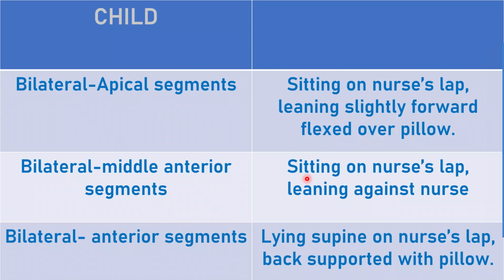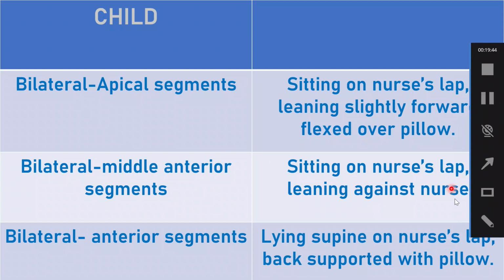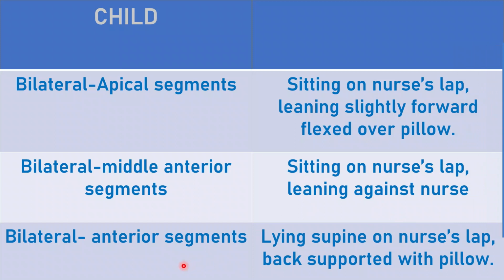For a child, if you are draining for bilateral apical segments, you can let the child sit on the nurse's lap and lean slightly forward, flex over the pillow. To drain for bilateral middle anterior segment, let the child sit on the nurse's lap, leaning against the nurse. To drain the bilateral anterior segment, you can place the child lying supine on nurse's lap. The back must be supported with pillow.